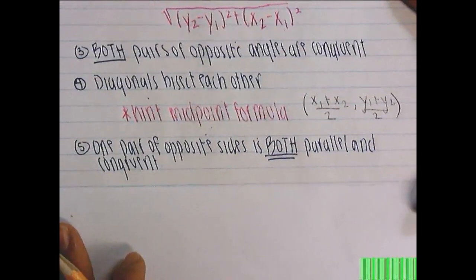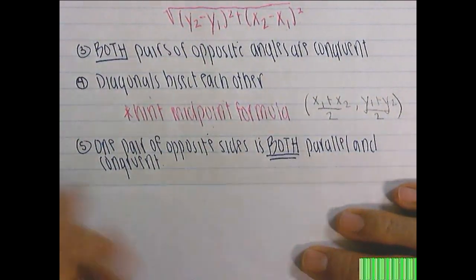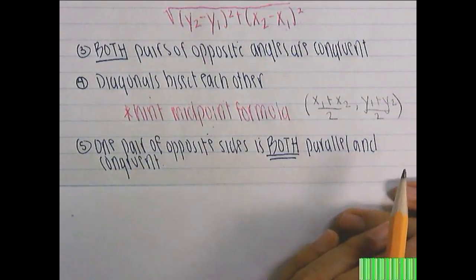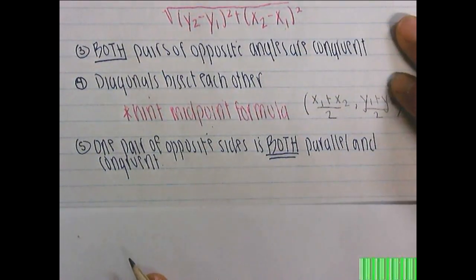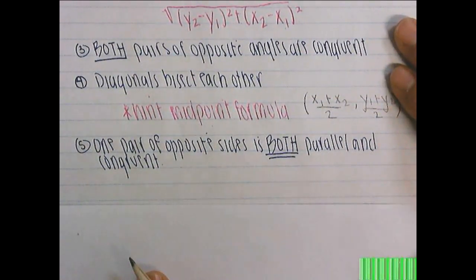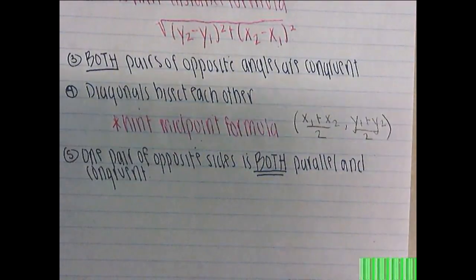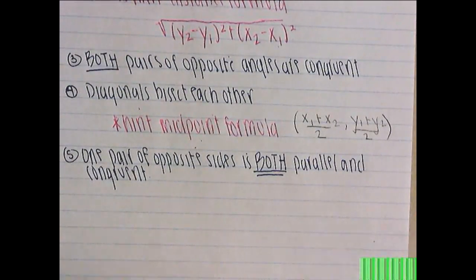And then lastly, you would need to prove that one pair of opposite sides is both parallel and congruent. That would be 6.3, proving a quadrilateral is a parallelogram. Only one of these, okay? All right, that is your 6.3 video.